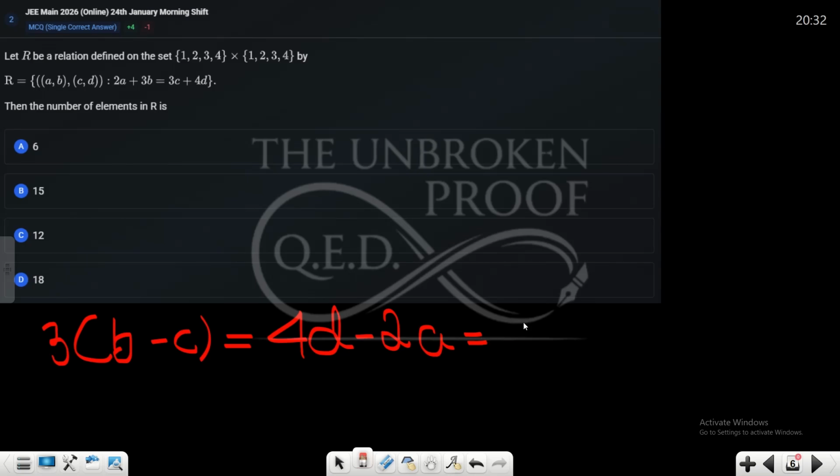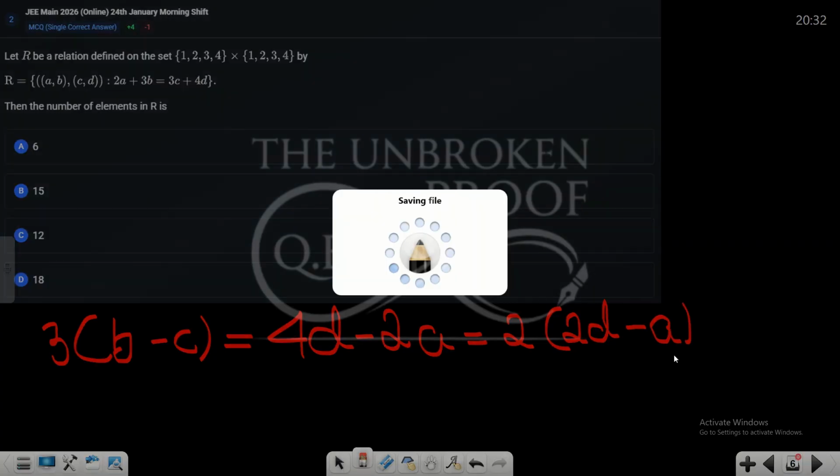Now if you see the given equation, 2a + 3b = 3c + 4d, one thing is clear: we can keep the multiples of 3 on one side and the multiples of 2 on the other side. So this implies 3 times (b minus c) is equal to 4d minus 2a, and this can be rewritten as 2 times (2d minus a). So this is how it can be rewritten.